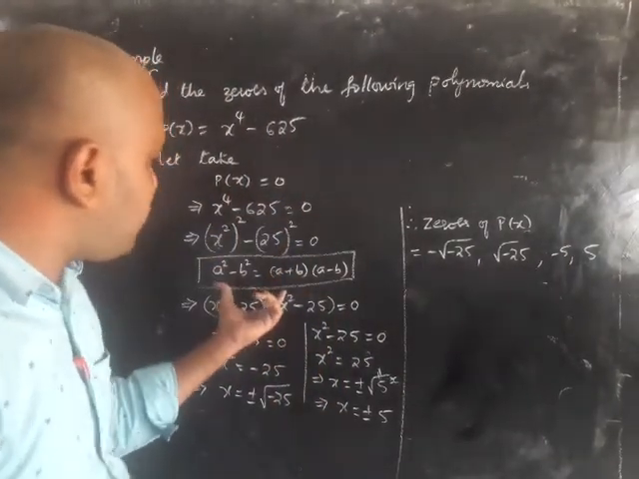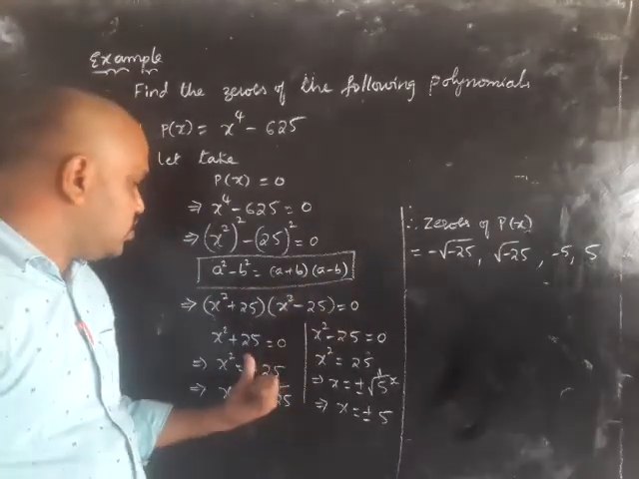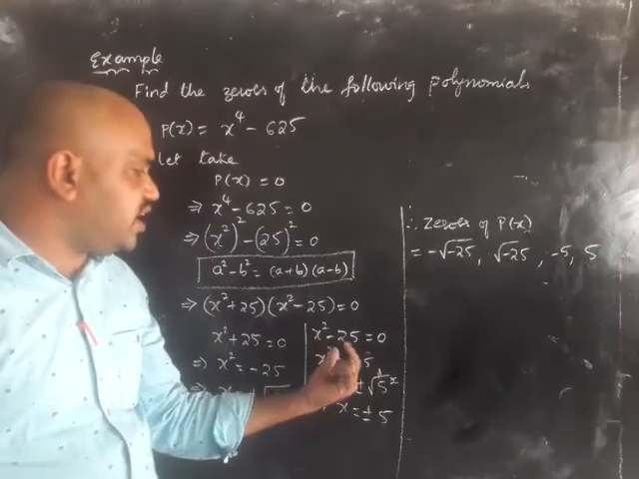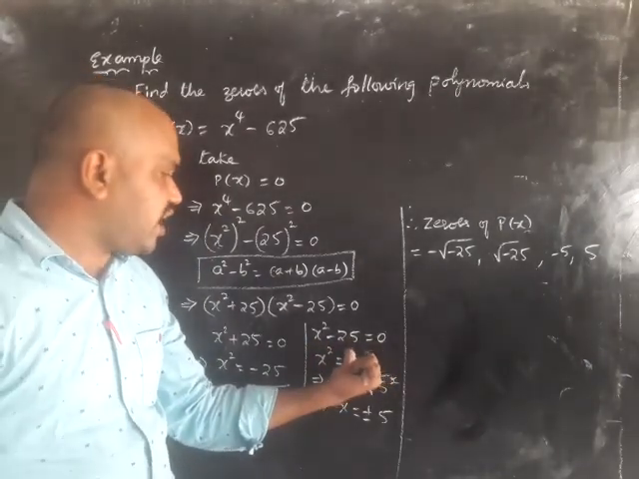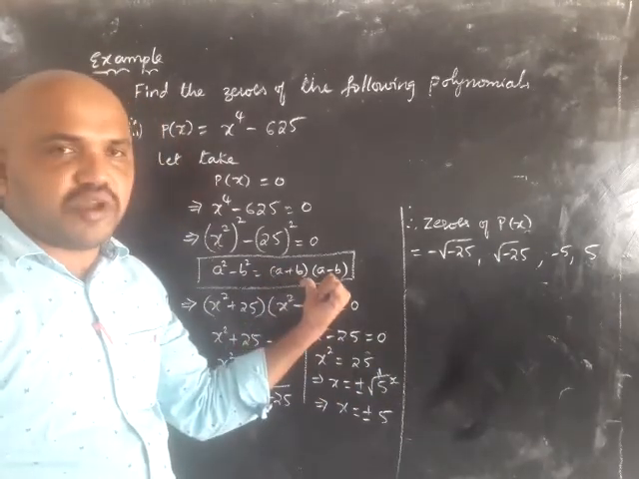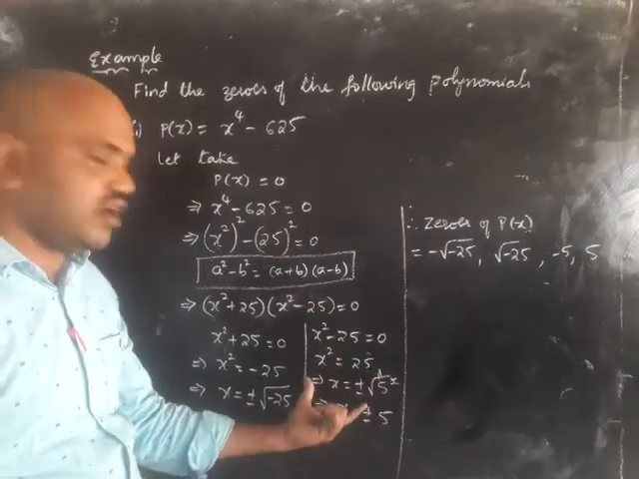So how to find? First we have to express it in the form of a square minus b square, that is a plus b into a minus b. Here, if you want, you can simplify further. x square minus 25 can be written as x square minus 5 square also. Again you can use the a square minus b square formula, that is x plus 5 into x minus 5. You can go with that method also.